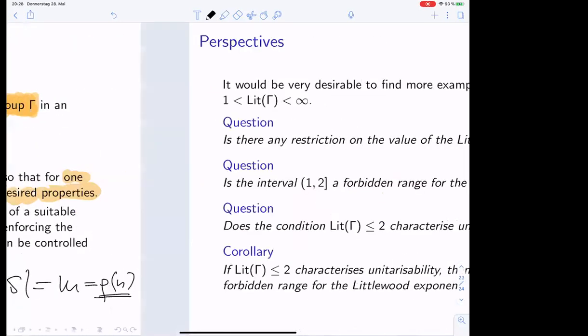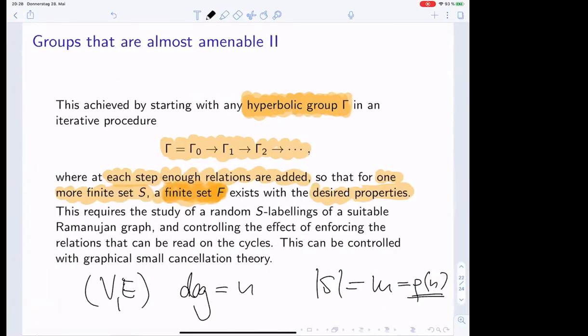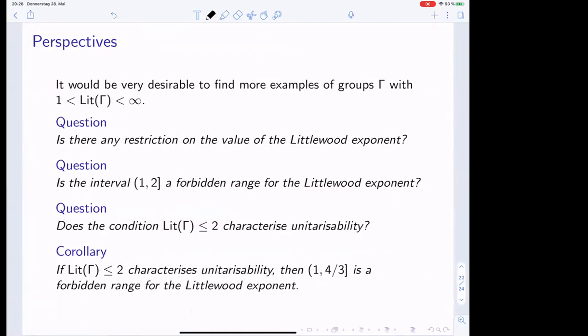Is it periodic? No. The group that we construct is not periodic. Mm-hmm. Thank you.